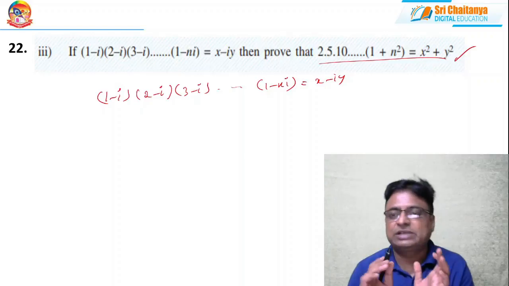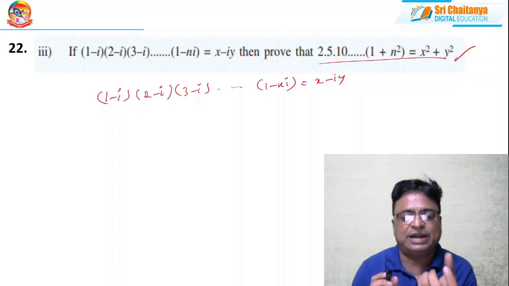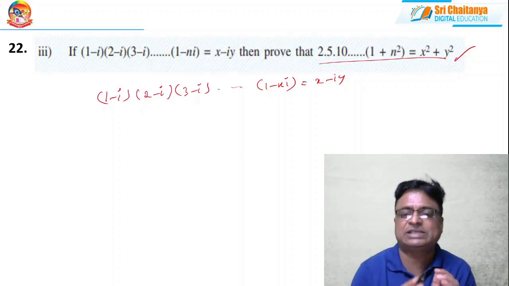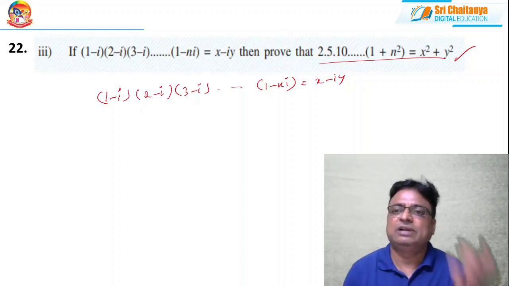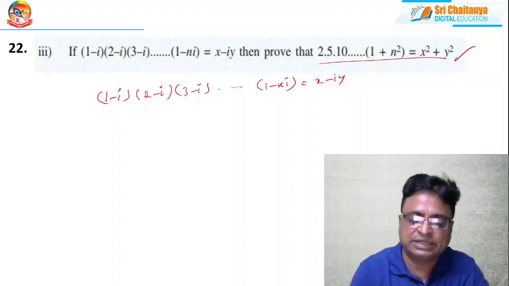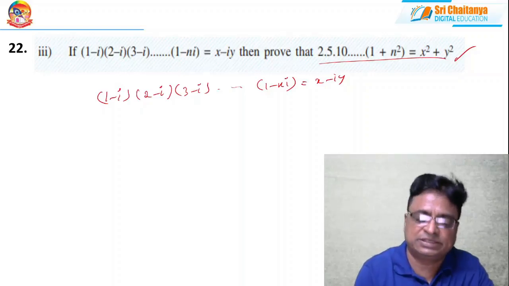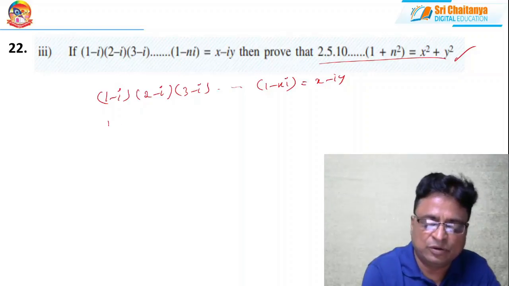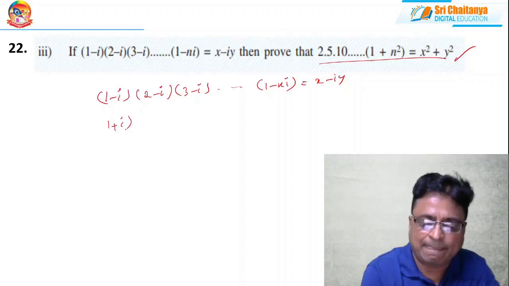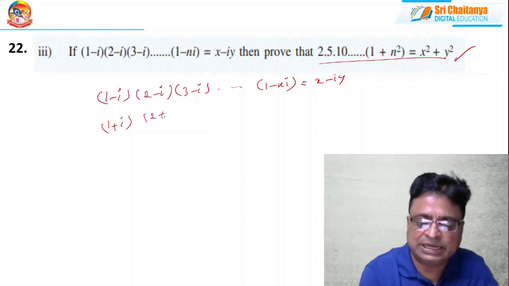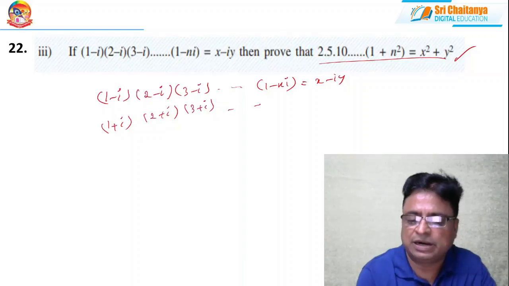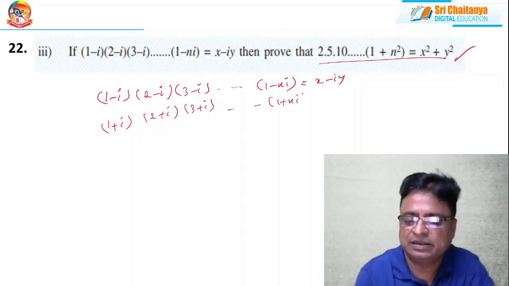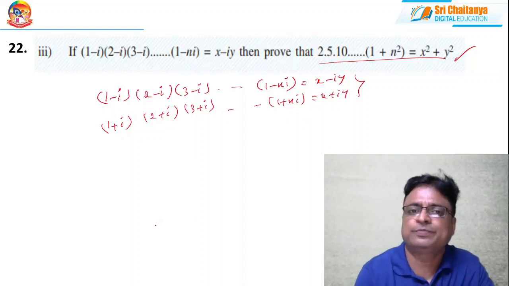While looking at x square plus y square, you just get an idea. I can write x square plus y square as x plus iy into x minus iy. Then obviously you will get some beautiful things: you take the conjugate and multiply. What is the conjugate of this one? 1 plus i, 2 plus i, 3 plus i, and so on, 1 plus ni is equal to x plus iy. This is the conjugate. Now multiply these two.